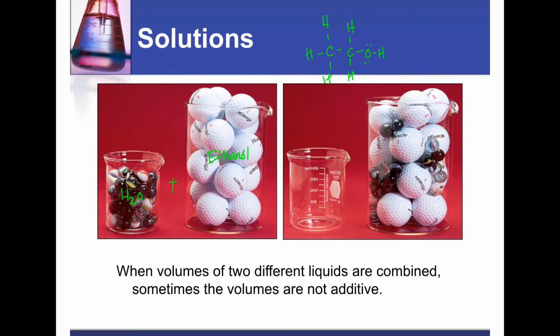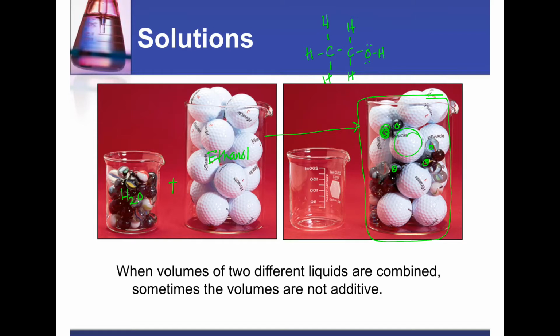So that's why I'm going to say the golf balls are like the ethanol. And I'm going to say these marbles are like our waters. When we add these together, what happens is the small molecules fit between the empty space between the big molecules. So even though we've added two volumes together, overall, they don't take up any more space because of all that empty volume between the big molecules.